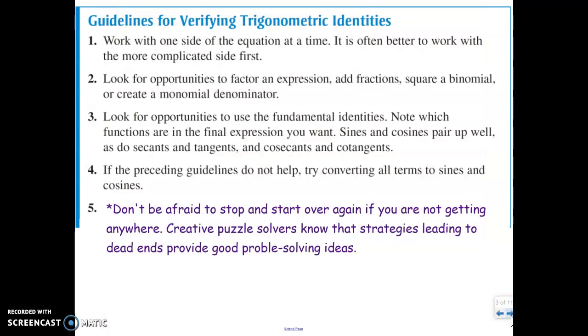Some guidelines for verifying trig identities. Work with one side of the equation at a time. It is often better to work with the more complicated side first. Look for opportunities to factor an expression, add fractions, square a binomial, or create a monomial denominator. Look for opportunities to use the fundamental identities. If the preceding guidelines do not help, try converting all terms to sines and cosines, and I would actually recommend looking at that first potentially. And then step 5, don't be afraid to stop and start over again if you're not getting anywhere. Strategies leading to dead ends might give you some good problem solving ideas for later.